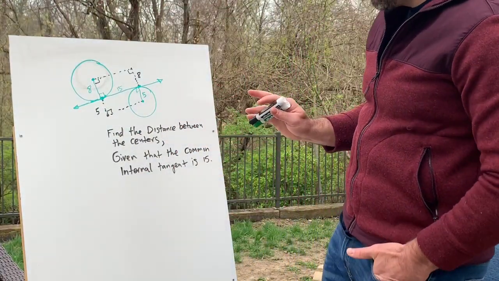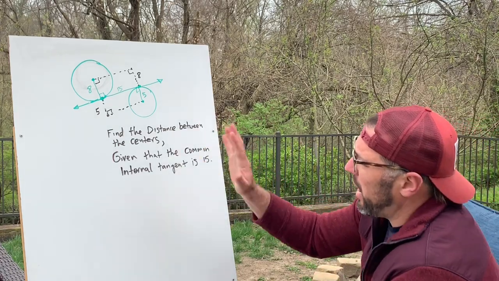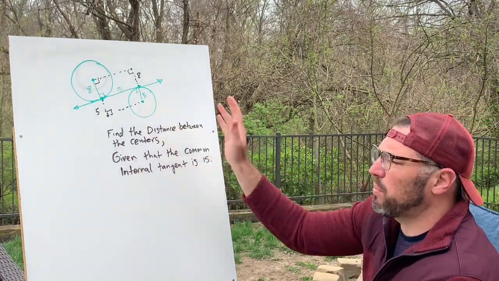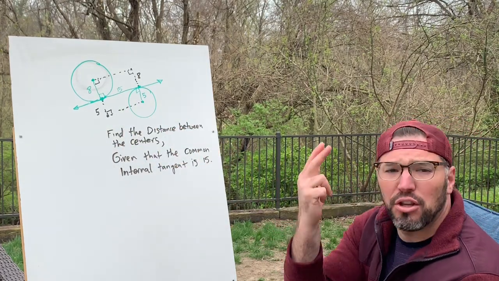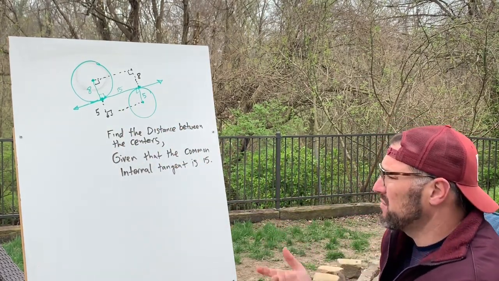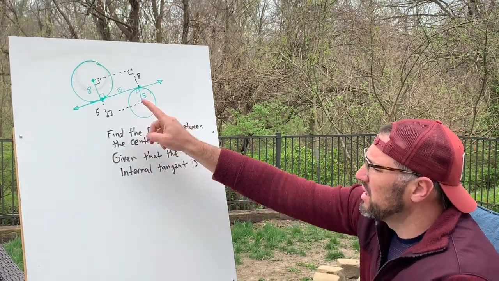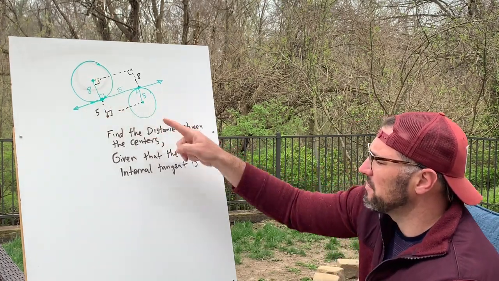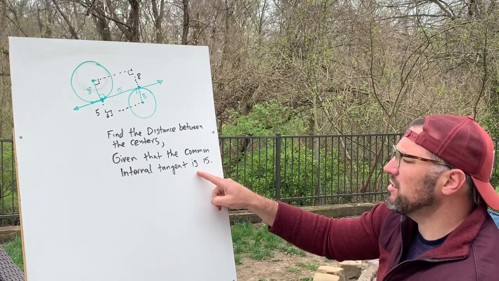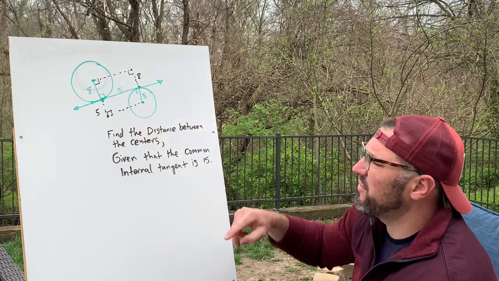Okay, what about problems that have a common internal tangent, like this problem here? Now, pretend that the original problem was in green, and that everything I drew in black here was stuff you would have to draw to figure out this problem. It says find the distance between the centers of these circles. I haven't drawn that yet, but the distance between the centers is this line here, given that the common internal tangent is 15. Here's the common internal tangent, it's 15.